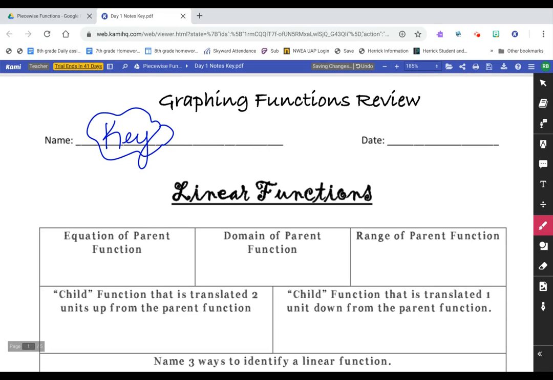Going to talk about graphing functions that you've learned in your past. It's really important to do a review today so that you remember how to graph each of these functions, because we're going into piecewise functions, which uses all of these old skills you should know already.